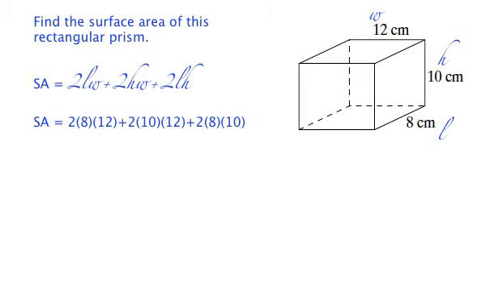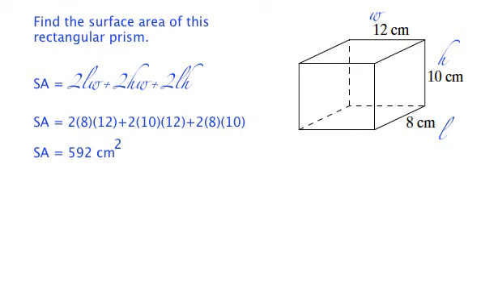Because I have a scientific calculator, I can tell you that 2 times 8 times 12 plus 2 times 10 times 12 plus 2 times 8 times 10 is 592. Now, since we're finding surface area, we have to have a label. It's still area, so the label will be centimeters squared. So the surface area of this rectangular prism is 592 centimeters squared.